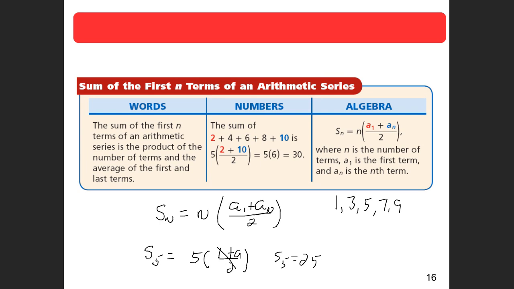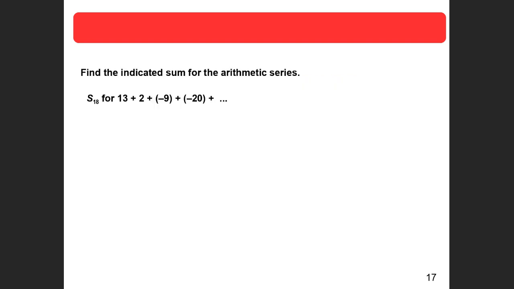Now let's just add it up. 1 plus 3 is 4, plus 5 is 9, plus 7 is 16, plus 9 is 25. So that does work. So this formula right here gives us the sum of an arithmetic series. So we need to know n, we need to know the first term, the last term, divide by 2. Pretty easy formula.